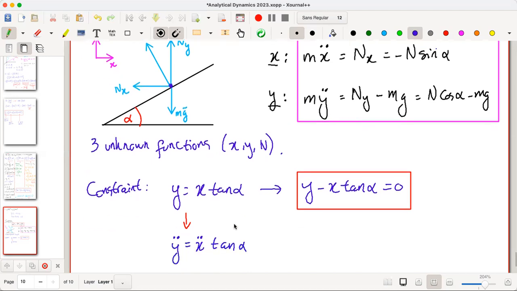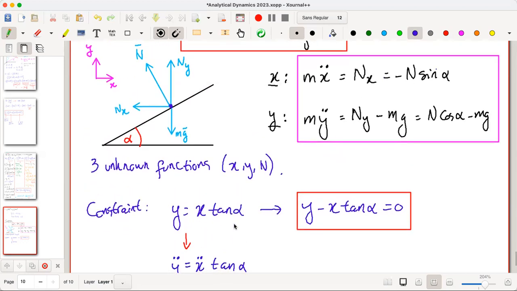Sorry, I was wrong. Instead of 3 unknown functions, we only have 2 unknown functions, because x is related to y. So I can pick either x or y, and then the other one is determined, fixed. So the only unknown functions are y and n, or x and n, either one.